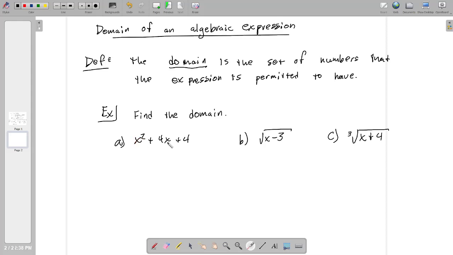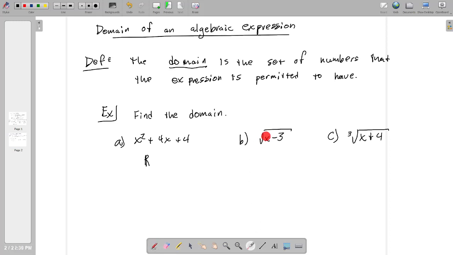No. Polynomials have domain all real numbers, as we'll see in a little bit. But we could plug anything in for x, any number in for x, and that number can be squared. Plug any number in, and we can multiply that number by 4, and then add all of the results. There's no number that we cannot plug in. So the domain here is all real numbers, because all real numbers are permitted.